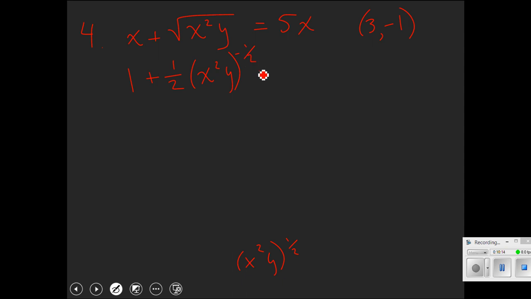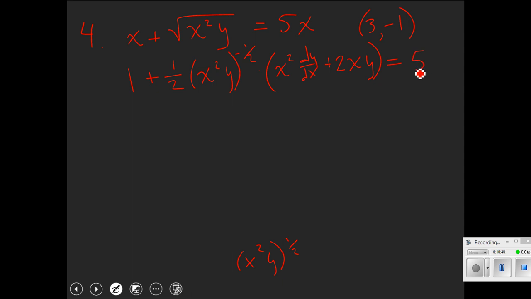And now I need to do the derivative of the inside, which involves the product rule because it's x squared times y. So we have x squared, derivative of y would be dy/dx, plus derivative of x squared is 2x, and then we leave the y alone. Okay, and then that's all going to equal 5.